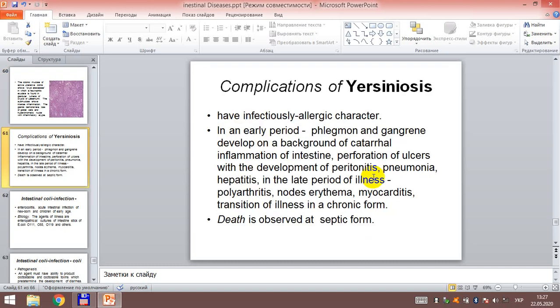Complications of yersiniosis have an infectious-allergic character. In an early period, phlegmon and gangrene develop on a background of catarrhal inflammation of the intestine, perforation of ulcers with the development of peritonitis, pneumonia, hepatitis. In the late period of illness, polyarthritis, nodus erythema, myocarditis, transition of illness into a chronic form. This is observed as a septic form.